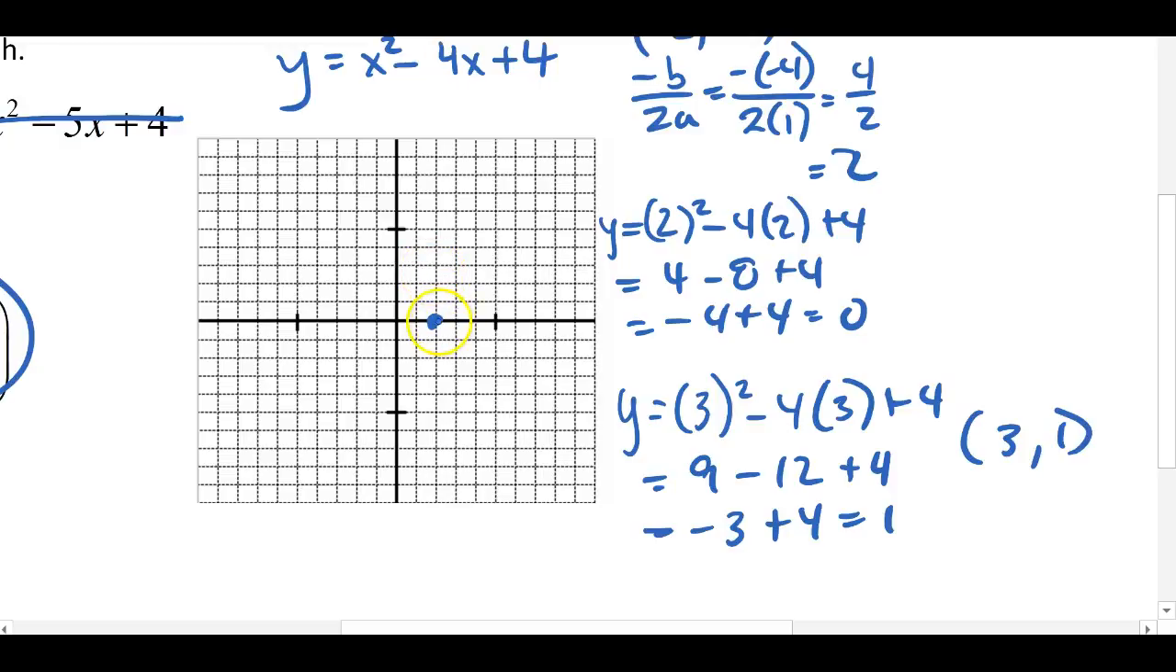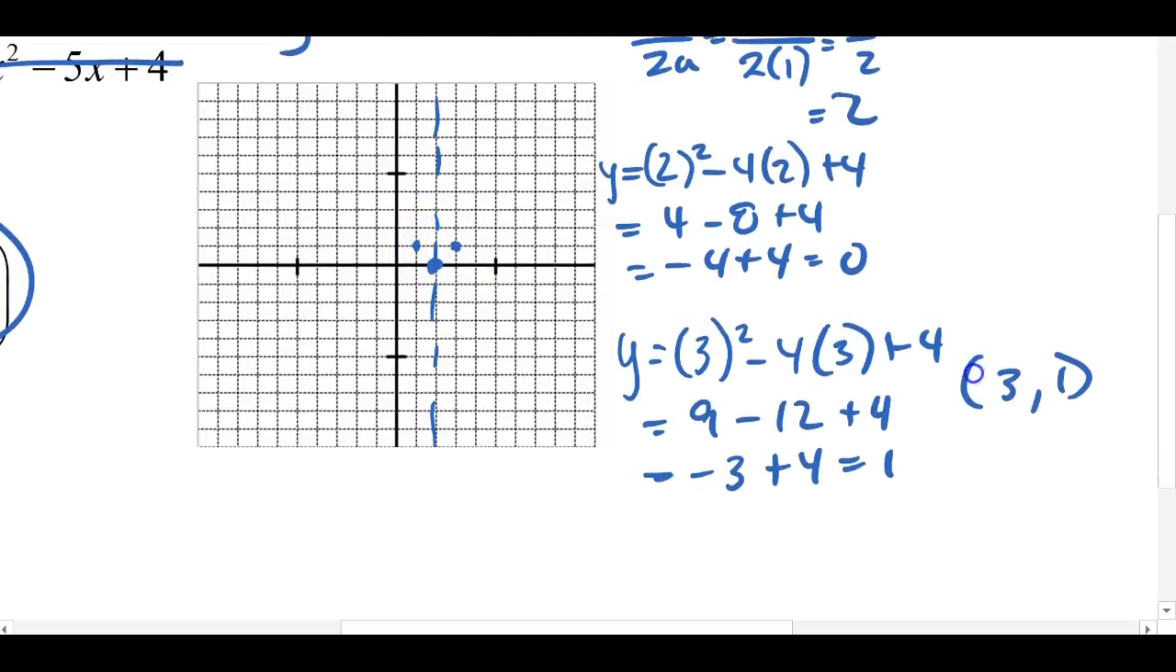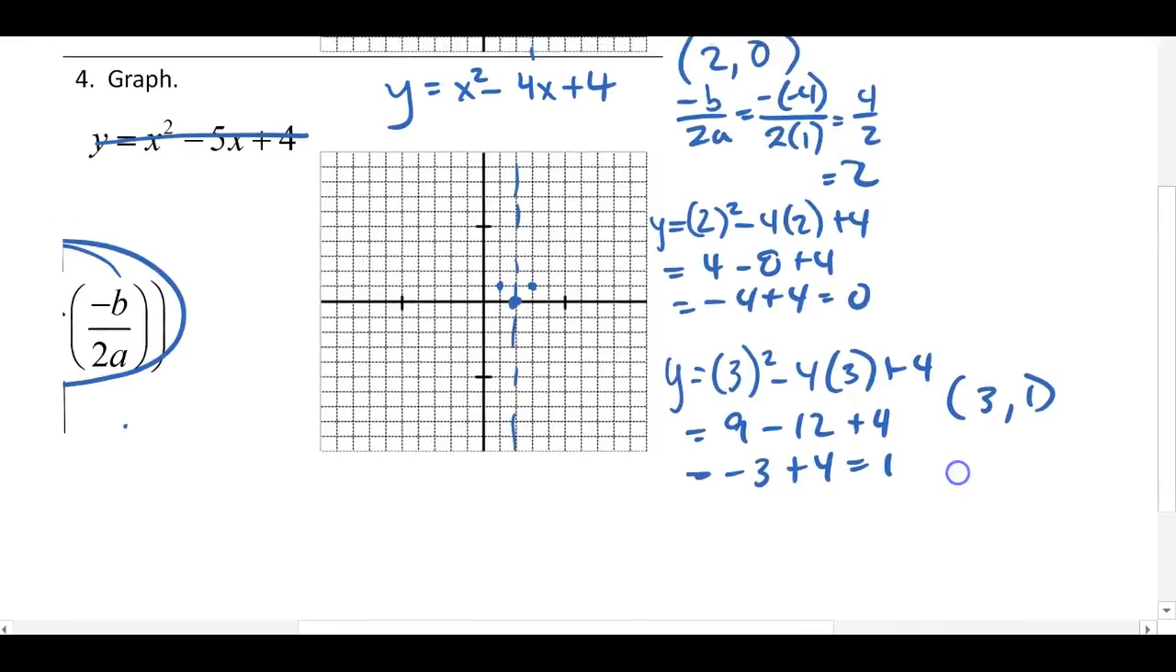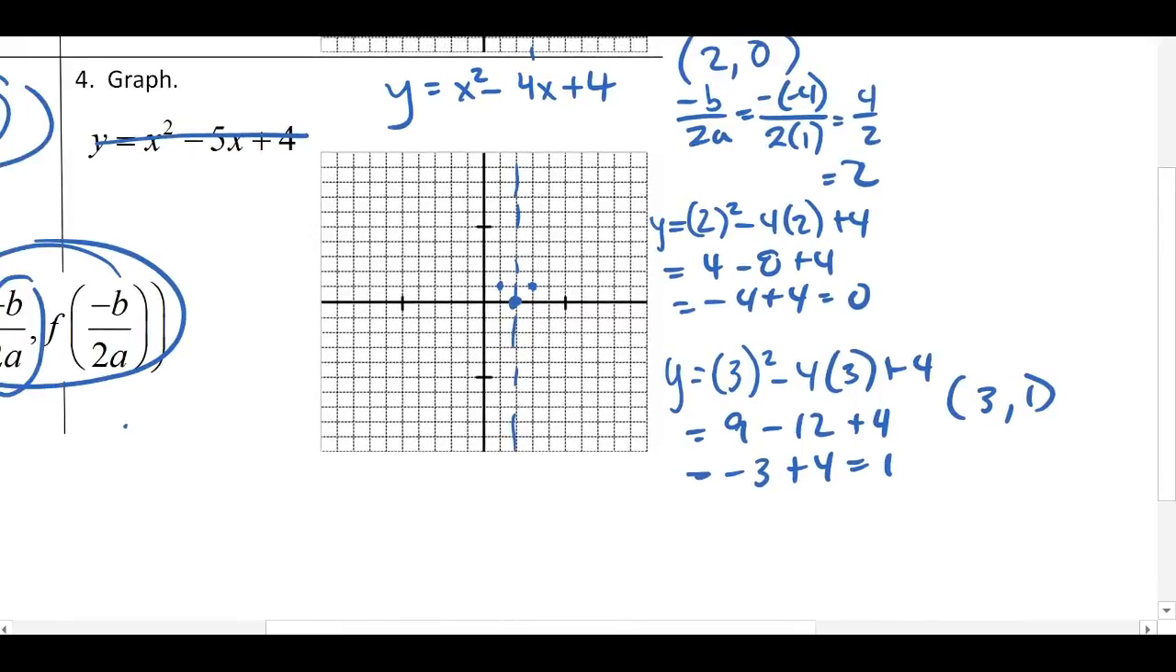Go here to my graph and graph 3, 1. And remember, once you have one point on a parabola, you can reflect it straight across to the other side. This one's one to the right, so this one's one to the left. And I just need one more point, because we want to graph what's called a 5-point parabola. We want 5 points. Okay, so I pick one more point, go one more x value to the right, so not 3, but 4 this time.